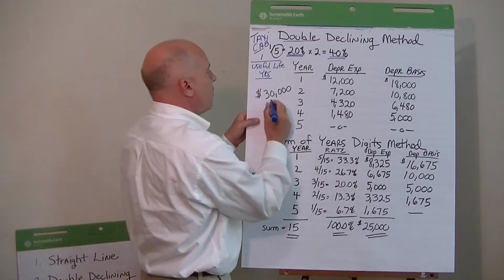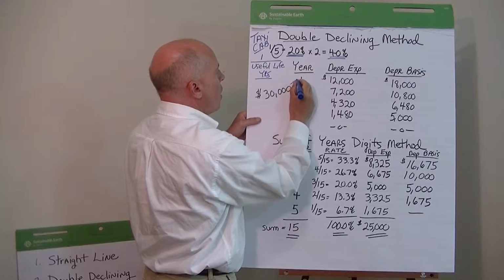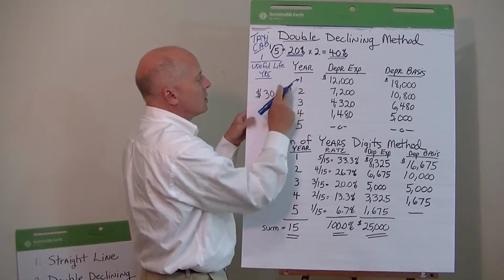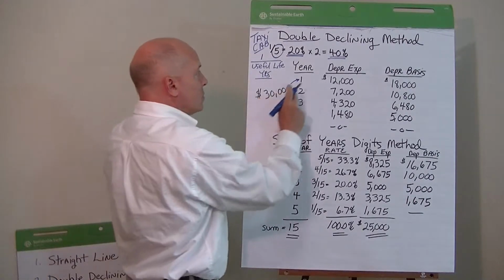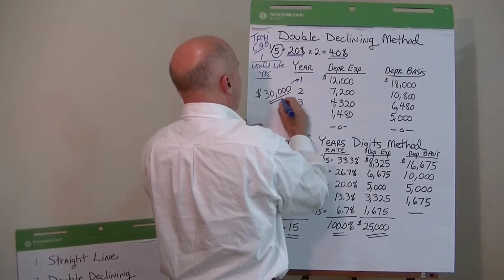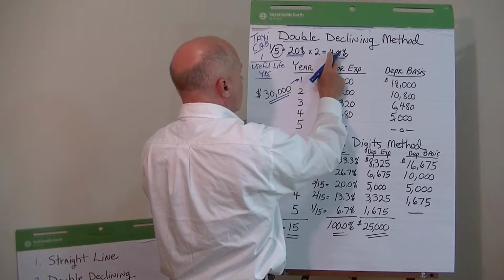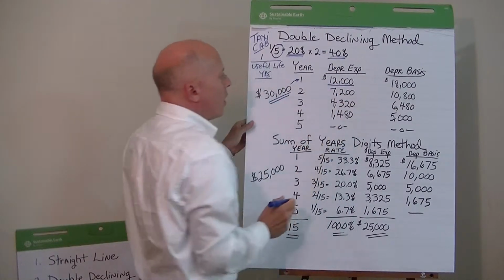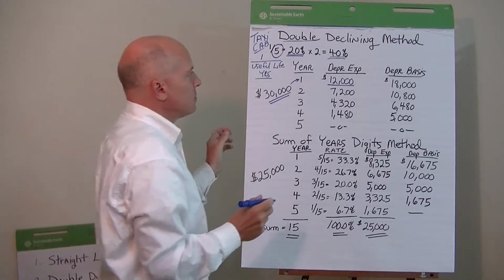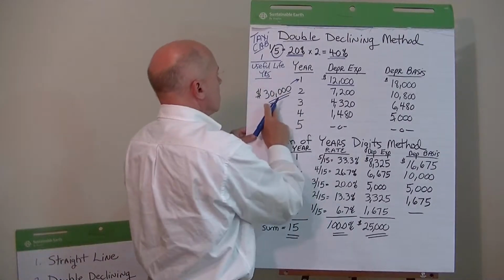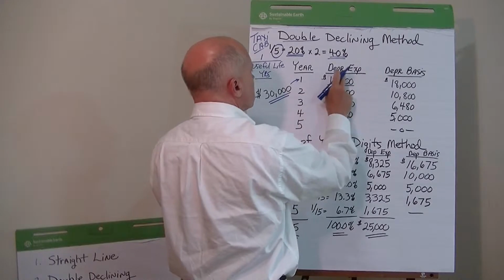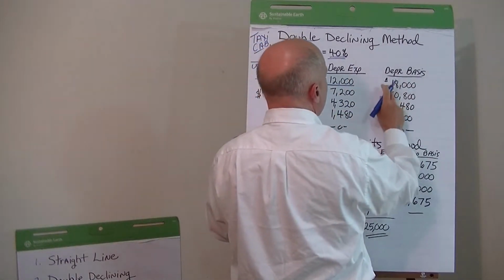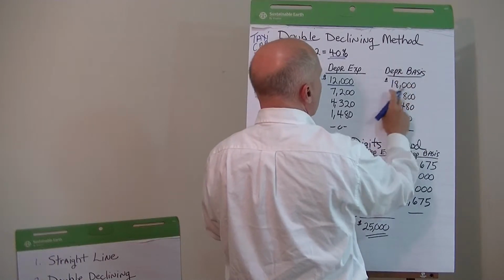If you ignore salvage value, so starting in year 1, what we're going to do is take $30,000 of acquisition cost times 40%. $30,000 times 40%. Depreciation year 1, $12,000. $30,000 less $12,000 of depreciation expense. So now we're left with $18,000 that we need to write off.